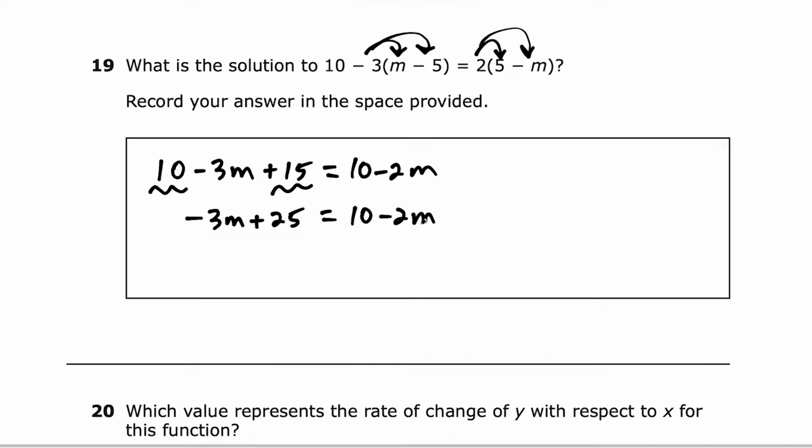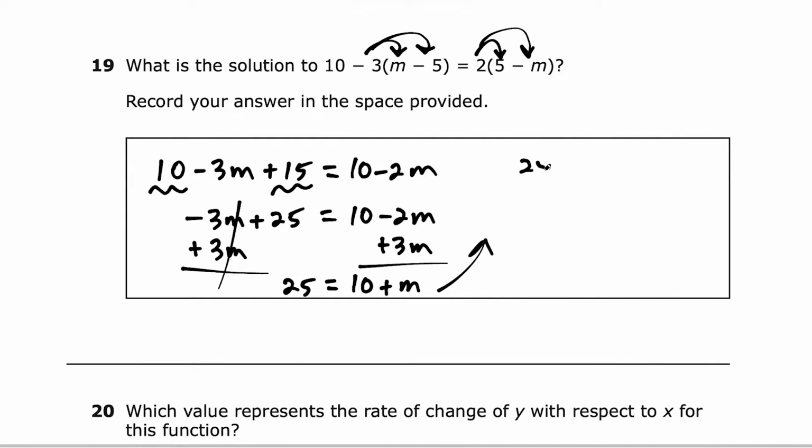And now from here, what we could do is move the m terms to one side. So maybe what I'll do is I'll just do plus 3m. That way on the right side, we'll have a positive coefficient in front of our m. So now on the left side, this negative 3m plus 3m cancels, and we have 25 equals, and now we have 10 plus m. So now I'll just write this result over here. We have 25 equals 10 plus m, and now to solve for m, we just subtract 10 on both sides. And this is going to give us m is equal to 15. So now I'll just write it out like this. We have m is equal to 15.